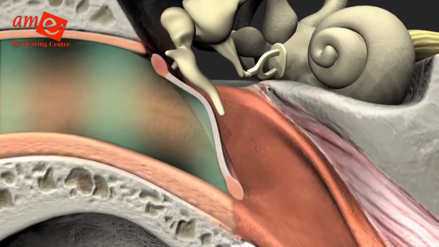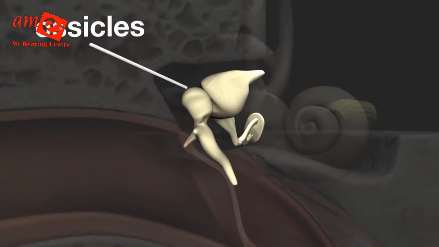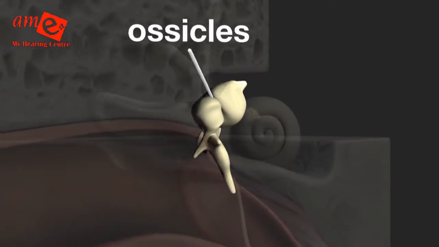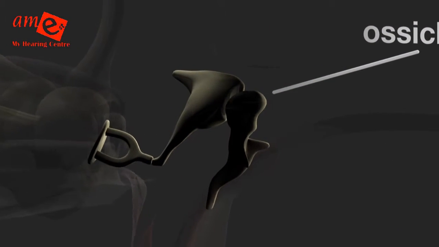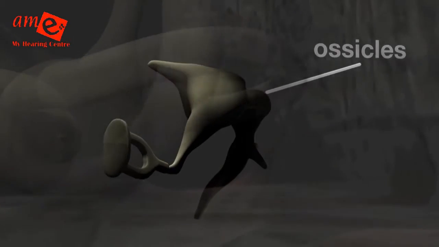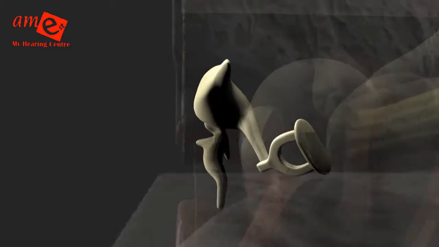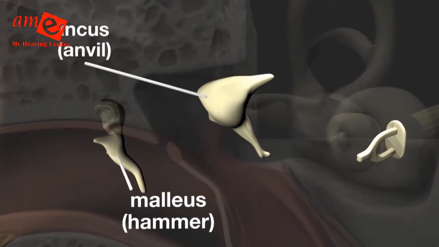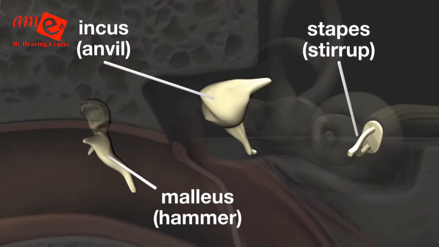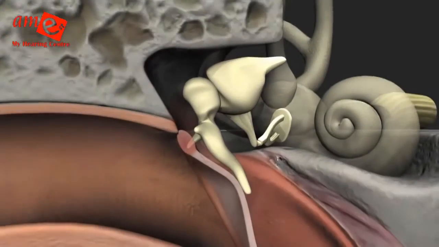The ossicles in the middle ear consist of three interconnected bones. They connect the tympanic membrane to the oval window inside the cochlea. The bones are called the malleus, or hammer, incus, anvil, and stapes, or stirrup.